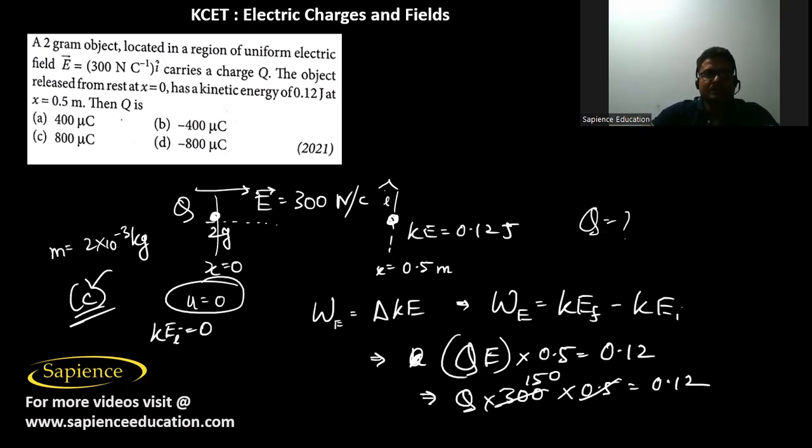Since it is going towards the positive x-axis and the electric field is also along the positive x-axis only, the charge is a positive charge. It should be a positive charge only. So it should be plus 800 microcoulomb. So option C is the answer.